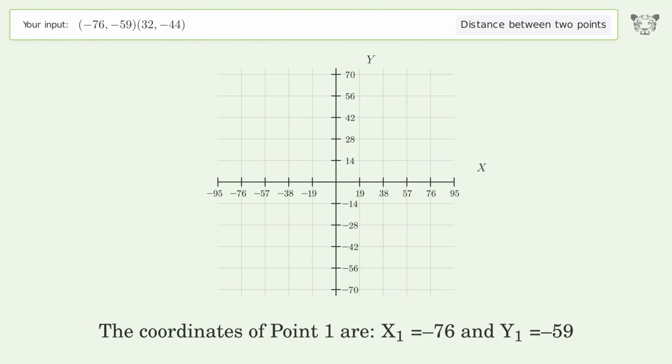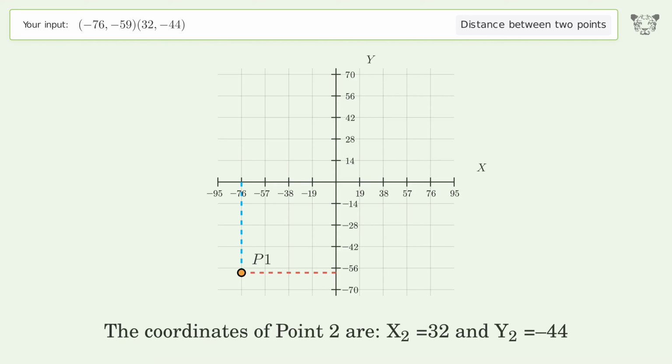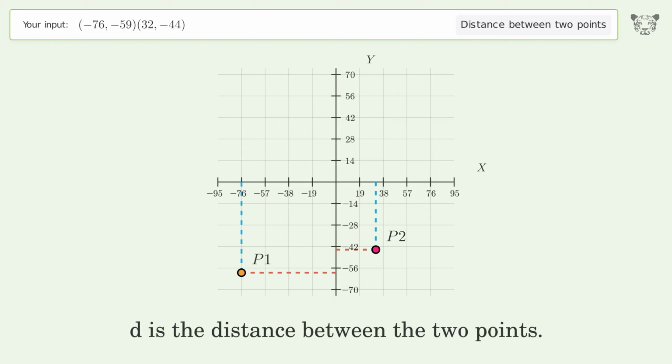The coordinates of point 1 are, x1 equals -76 and y1 equals -59. The coordinates of point 2 are, x2 equals 32 and y2 equals -44. D is the distance between the 2 points.